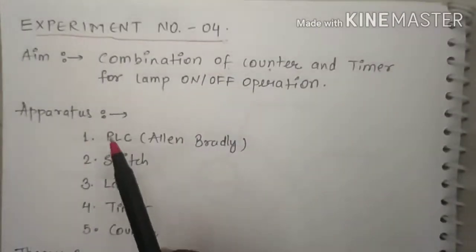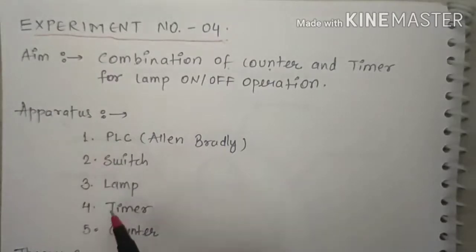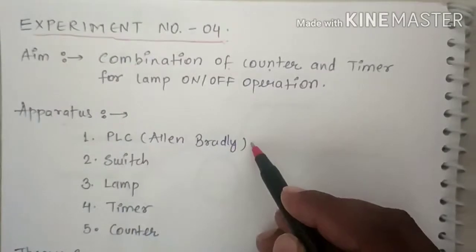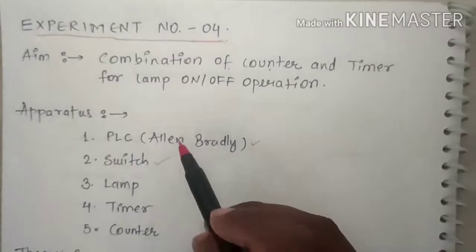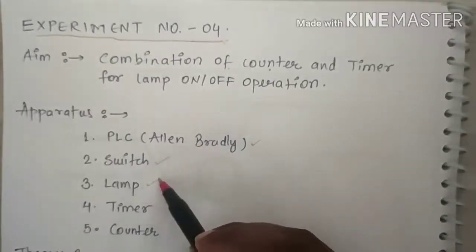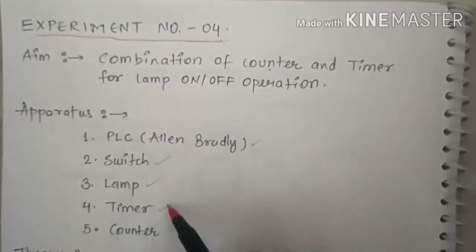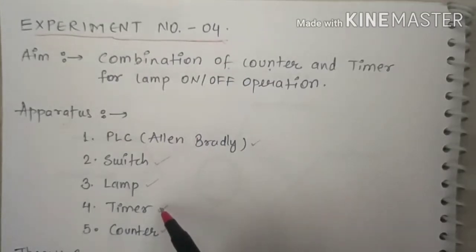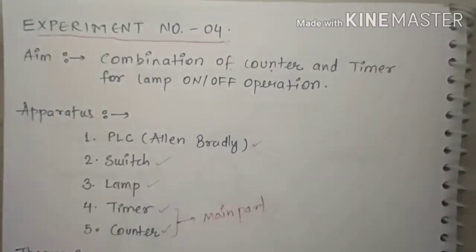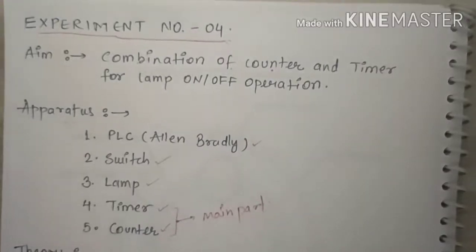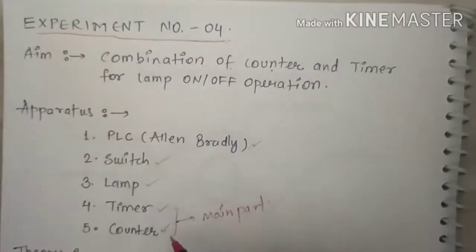These are the apparatus which we will be needing in our experiment. The first one is the PLC, that is of Allen Bradley. Then we need a switch for turning on and off. Then we have a lamp for indication. Then obviously one is the timer and the second one is the counter. So these are the two main parts of our experiment. They have a specific function here in our practical.